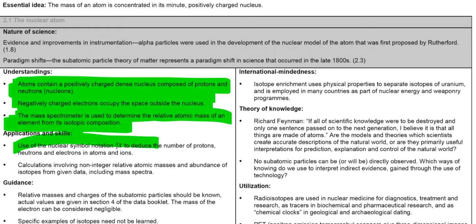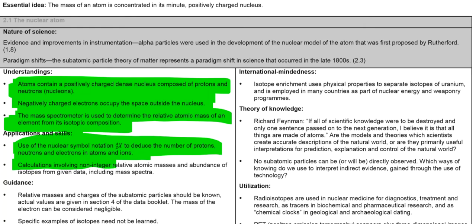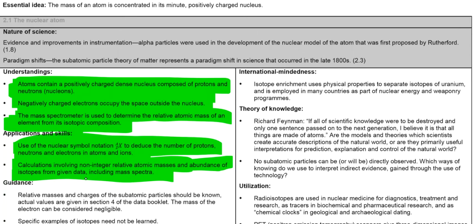Use of the nuclear symbol notation: A is the number of protons and neutrons, Z is the number of protons, and in a neutral atom, so atoms are neutrally charged, ions are not neutral, they're charged, electrons and protons are equal in an atom, so Z would equal the number of electrons in an atom. Ions, it's completely different. Calculations involve non-integer relative atomic masses and abundance of isotopes from given data. Non-integer means not whole number.